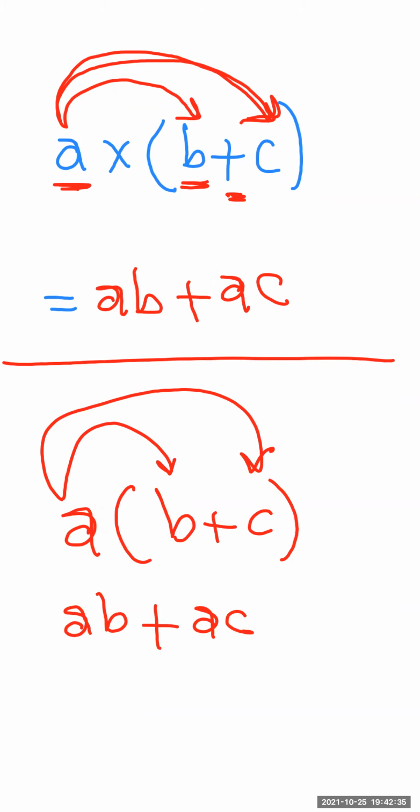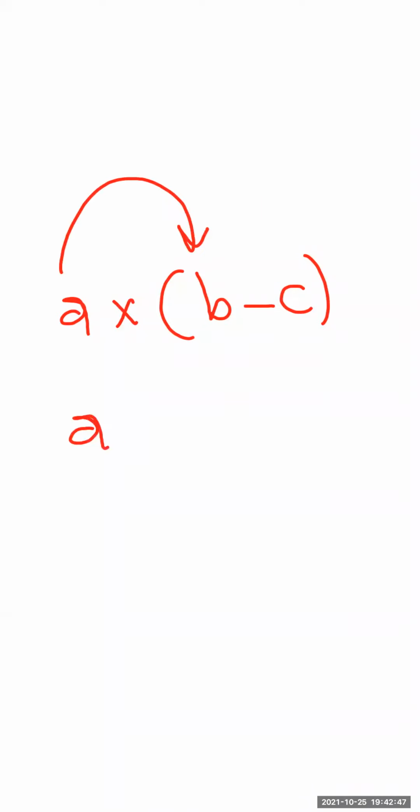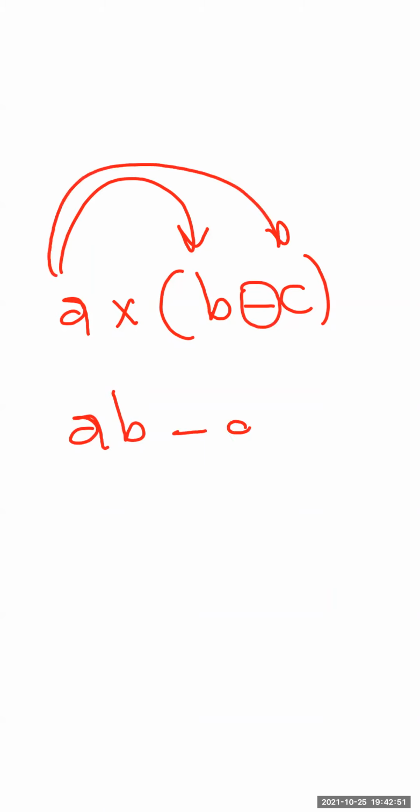It will be exactly the same if it's a times b minus c; nothing is different, only the sign. A times b is ab, minus, because here it's minus, then a times c, ac.